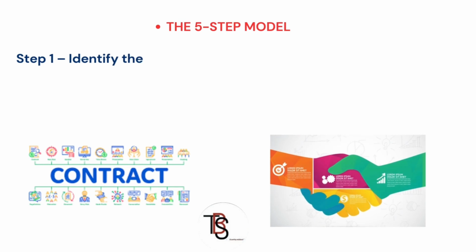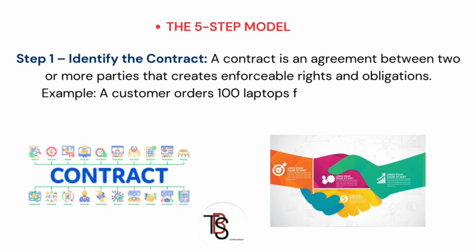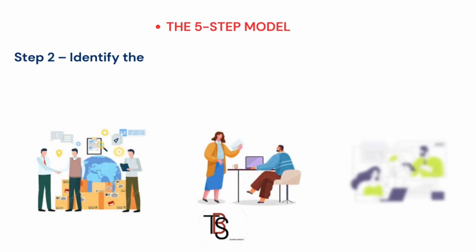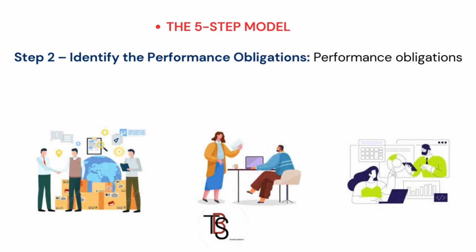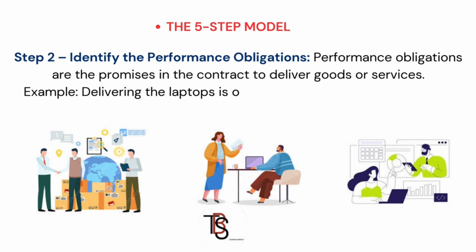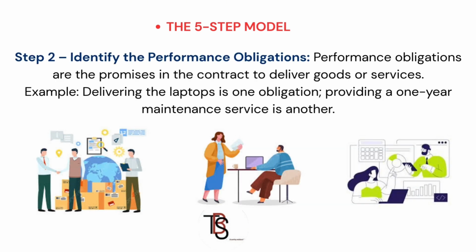Step 1. Identify the contract. A contract is an agreement between two or more parties that creates enforceable rights and obligations. Example: a customer orders 100 laptops from a supplier. That's a contract. Step 2. Identify the performance obligations. Performance obligations are the promises in the contract to deliver goods or services. Example: delivering the laptops is one obligation, providing a 1-year maintenance service is another.